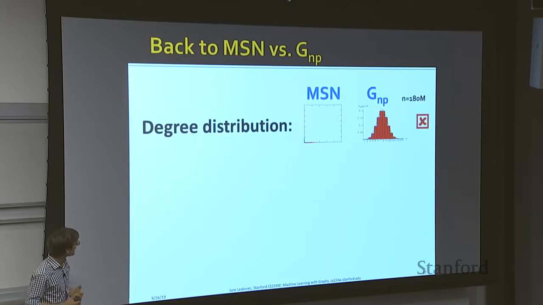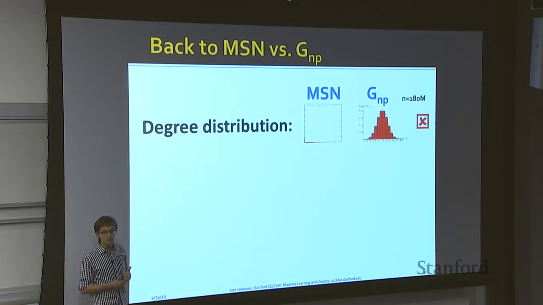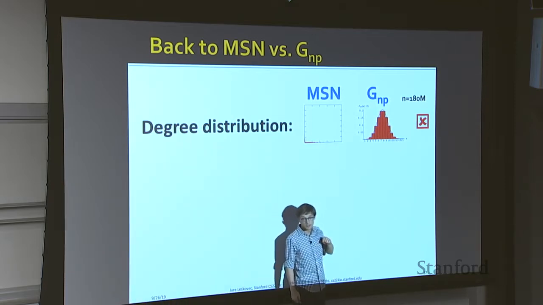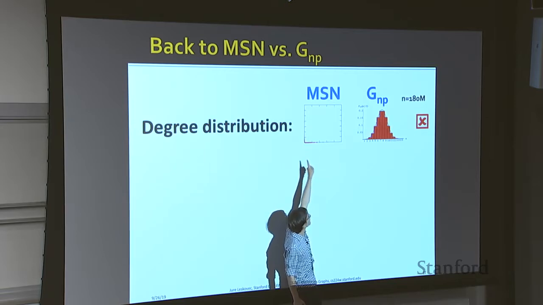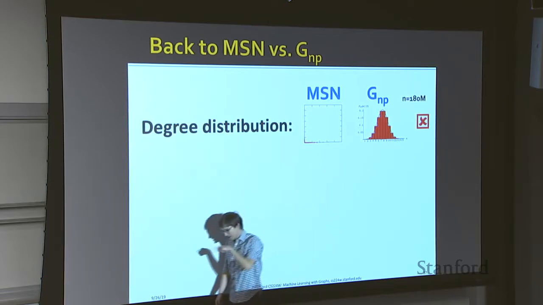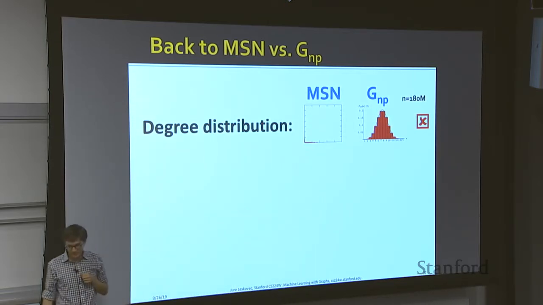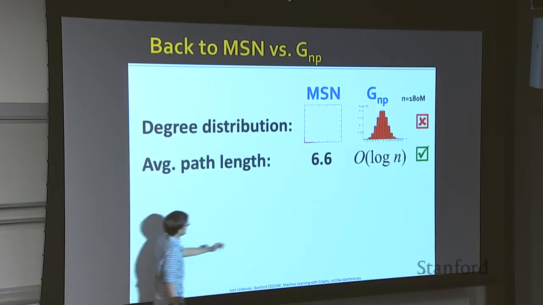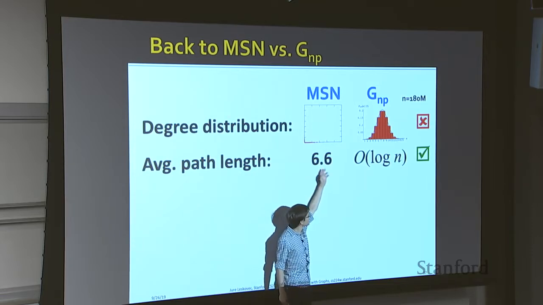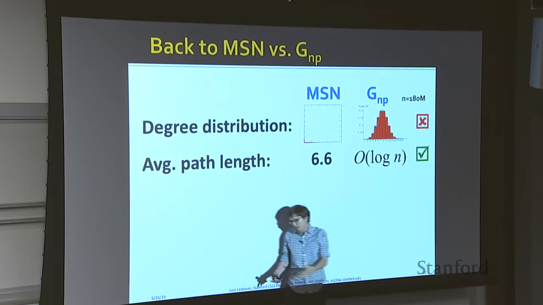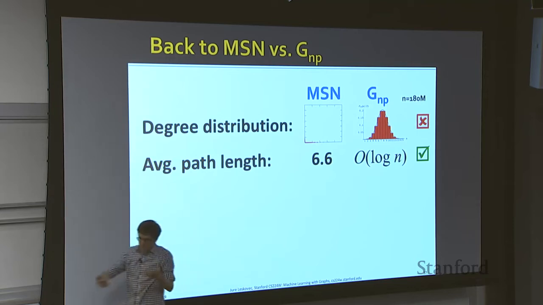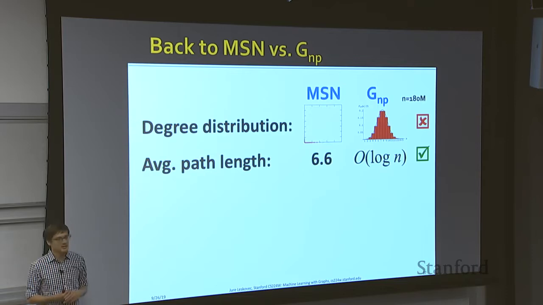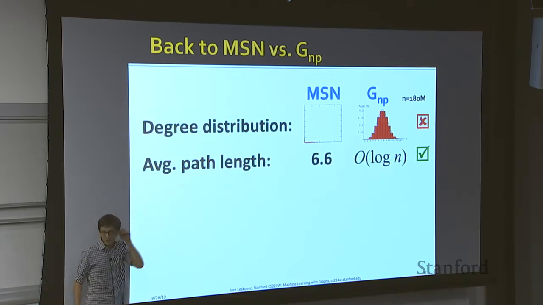So in terms of degree distribution, we saw that the two couldn't be more different, right? The random graph will have this type of bell-shaped degree distribution, and my MSN network has degrees spread along the axis of the histogram. Then for the shortest path length, we saw that MSN has about 6.6, and random graphs have about log n, which seems right. It's small. It's exponentially smaller than the size of the graph. So let's say that this looks good, right?